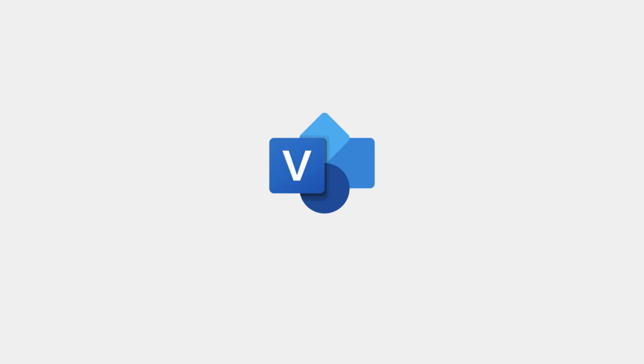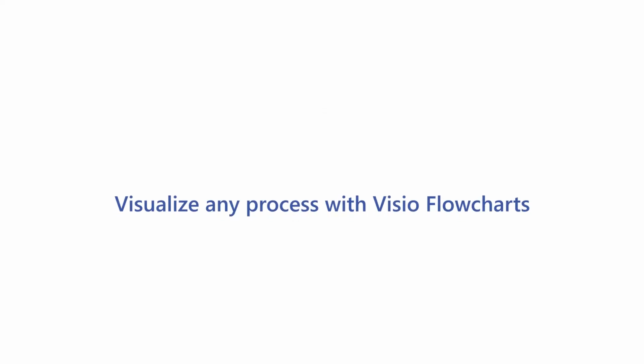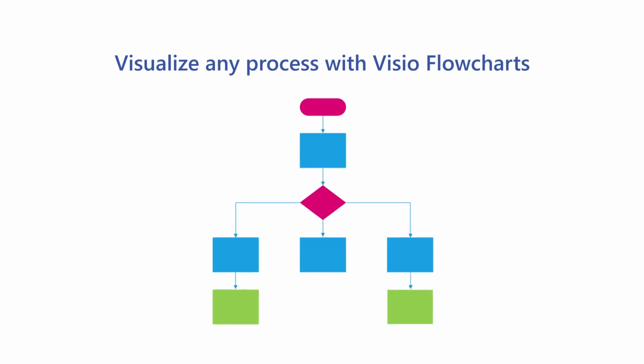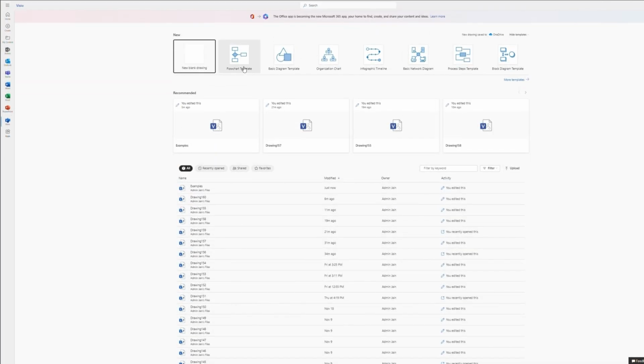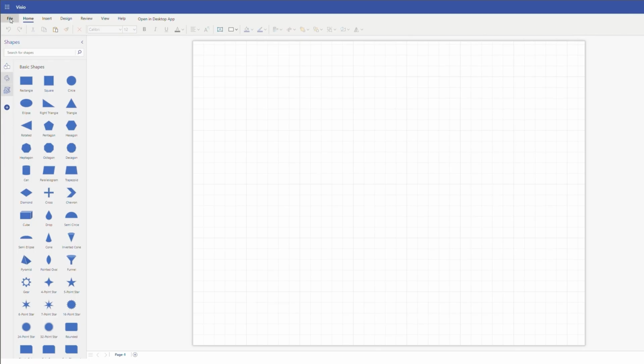I'm going to show you how you can use Microsoft Visio to help you visualize any process with flowcharts. The Visio web app can be accessed from your browser. In the Visio web app, pick the flowchart template you want to use.